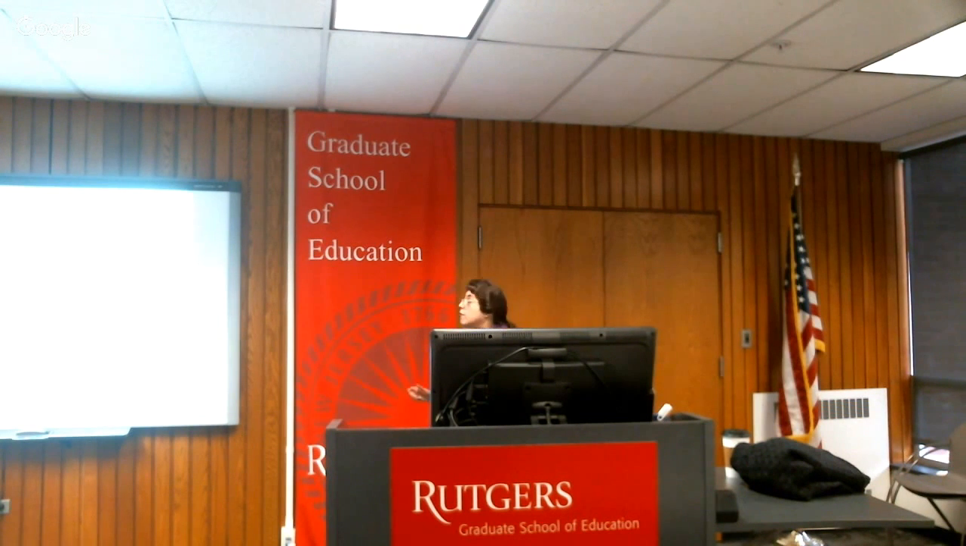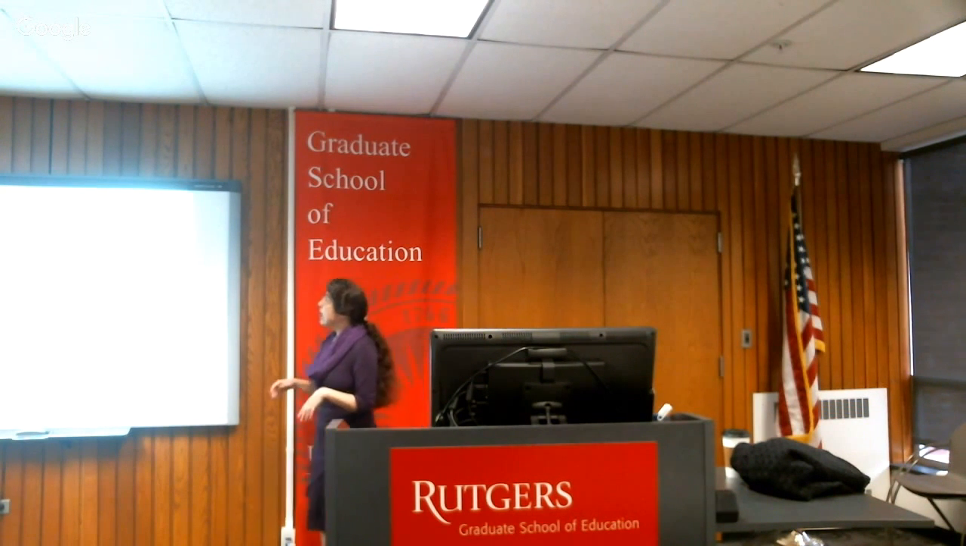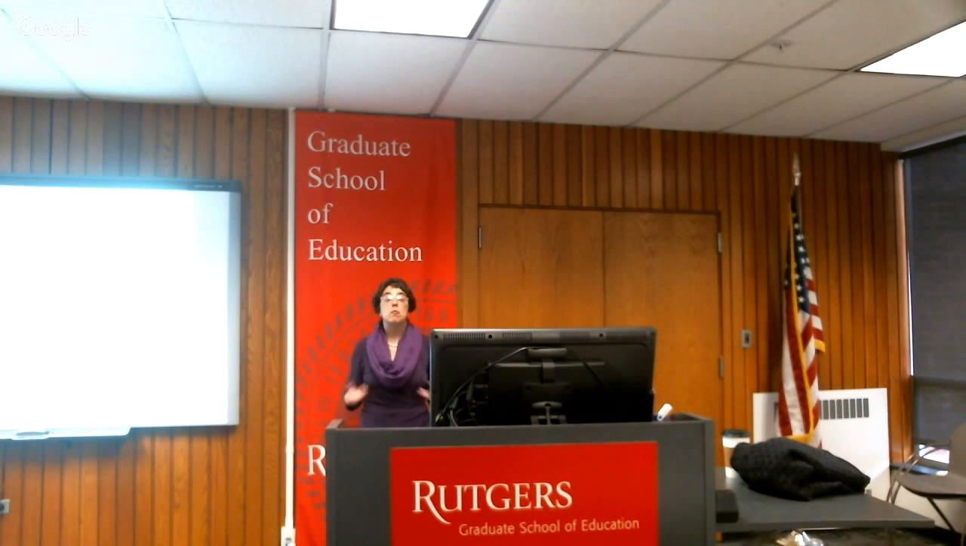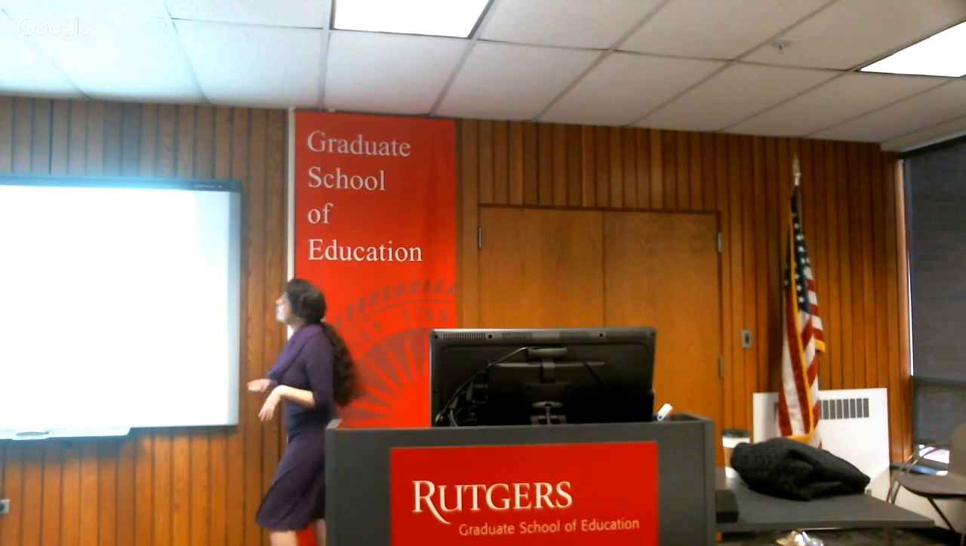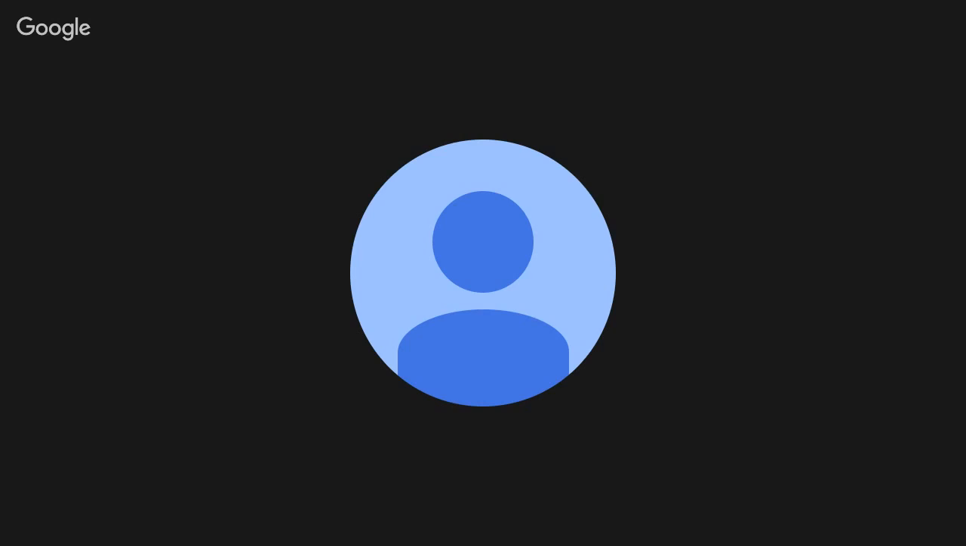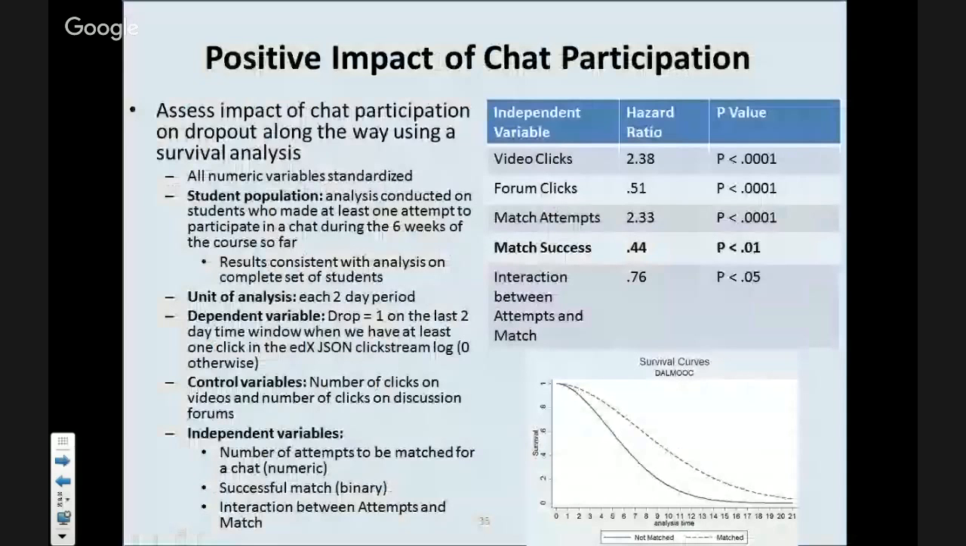But we also did a survival model to see if we would find evidence that students benefited from having been matched for chats. And similar to our earlier analysis, we included some control variables so that we wouldn't just have our results confounded by students who put in more effort are the ones who end up in chats and are also the ones who stay in the class longer. So we had control variables to try to account for those effort-related variables, and then we looked at the effect of how many times a student tried to get matched for a chat.